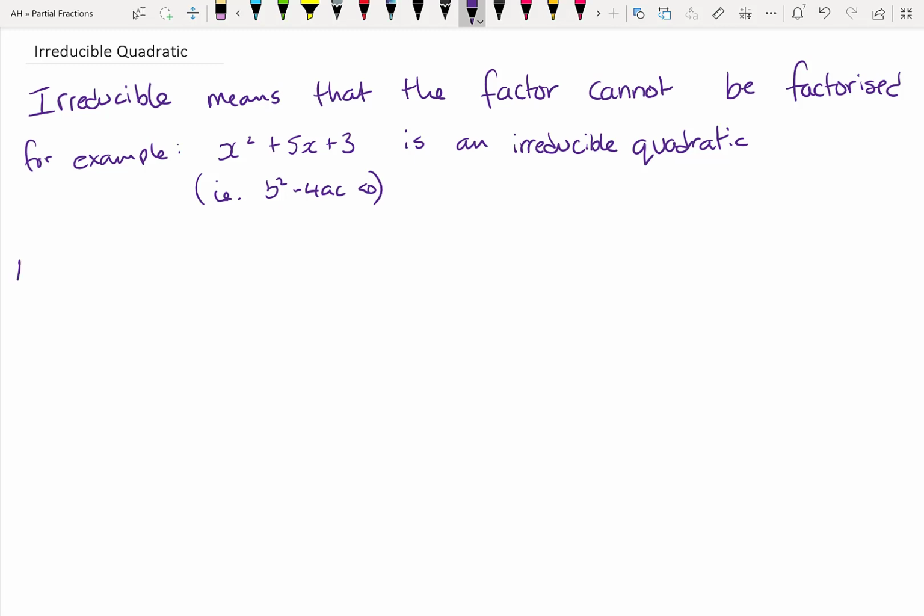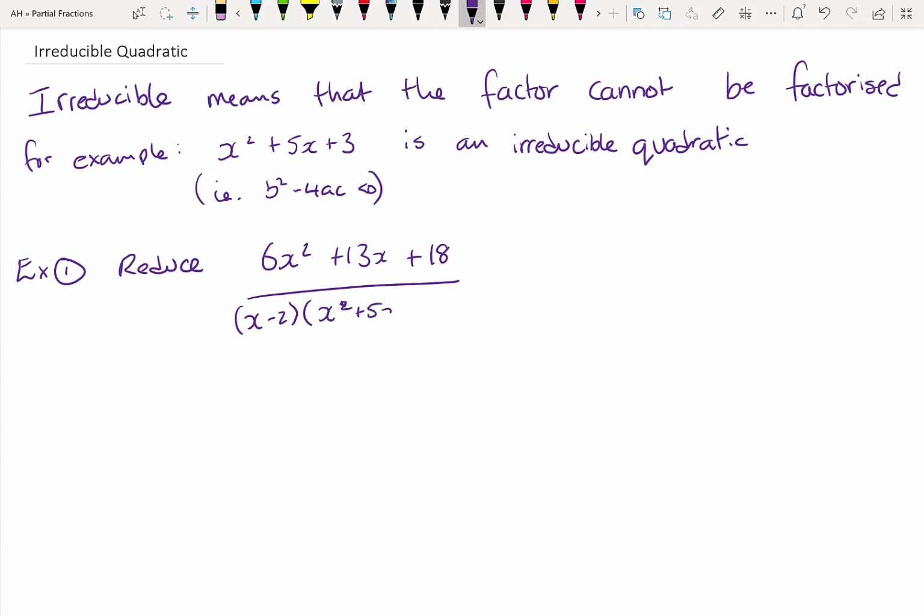What we want to do is we want to try one of these types. So we want to reduce 6x squared plus 13x plus 18 all over x minus 2 lots of x squared plus 5x plus 3 into its partial fractions.